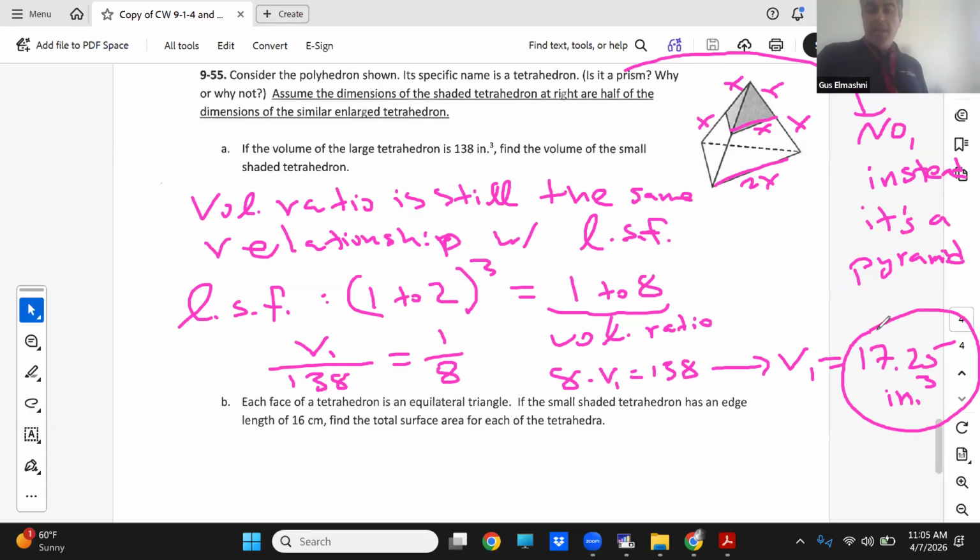Okay. And then if each face is an equilateral triangle, if the small shaded tetrahedron has an edge of 16, find its whole surface area for each of the tetrahedra. I think I would say for each face of the large. Yeah, I think they meant to say face. Let me write that more nicely.